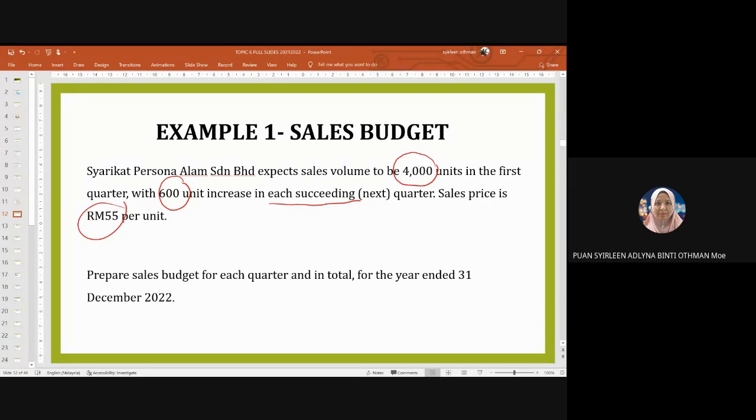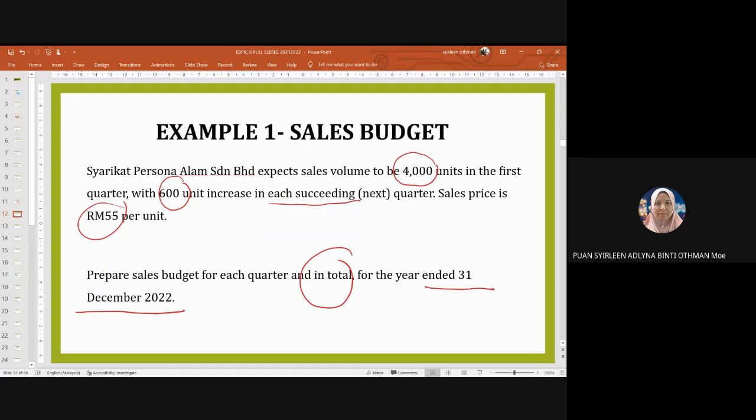Alright, okay, so we are supposed to prepare a sales budget for each quarter and then kita kena cari total dia for the year ended 31st December 2022. Alright, okay, so we are going to do for 2022. So what are we supposed to prepare?